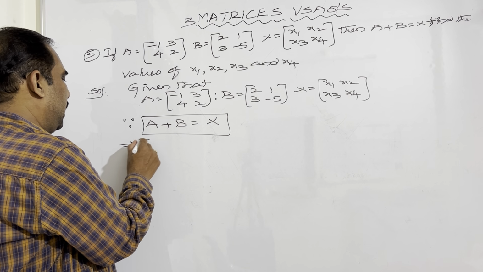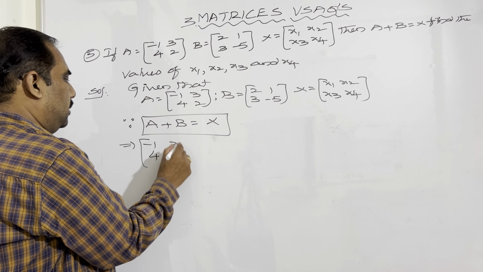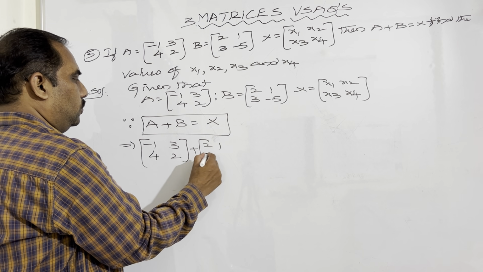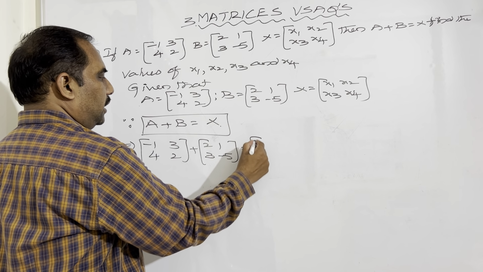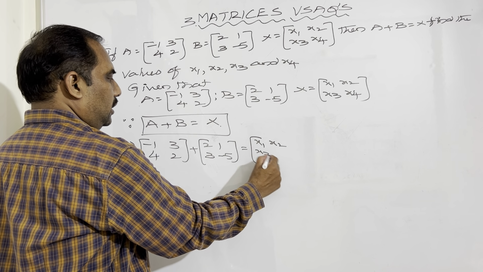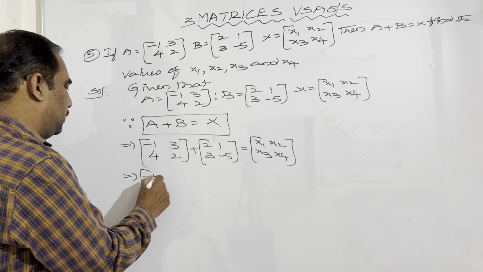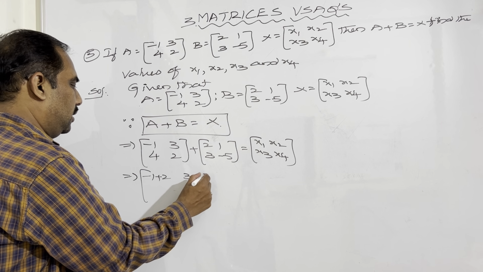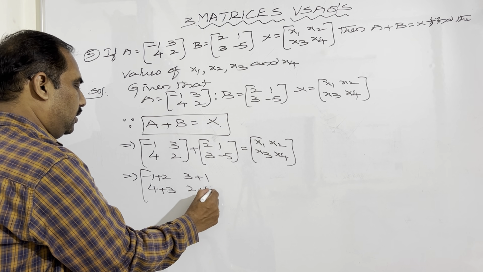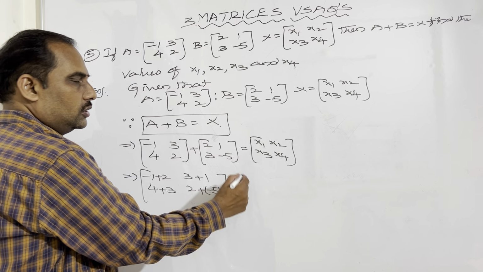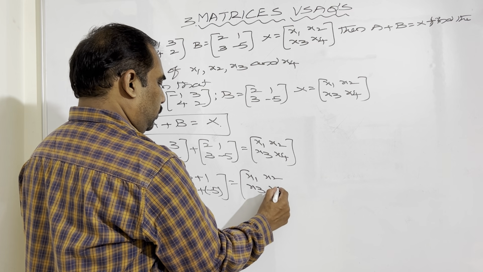That means here matrix A is [-1, 3; 4, 2] plus matrix B is here [2, 1; 3, -5], which is equal to the X matrix, that is X1, X2, X3, X4. So now adding the corresponding elements here. So this is minus 1 plus 2, and here 3 plus 1, and here 4 plus 3, 2 plus minus 5. So adding the corresponding elements here, which is equal to here X1, X2, X3, X4, the matrix.